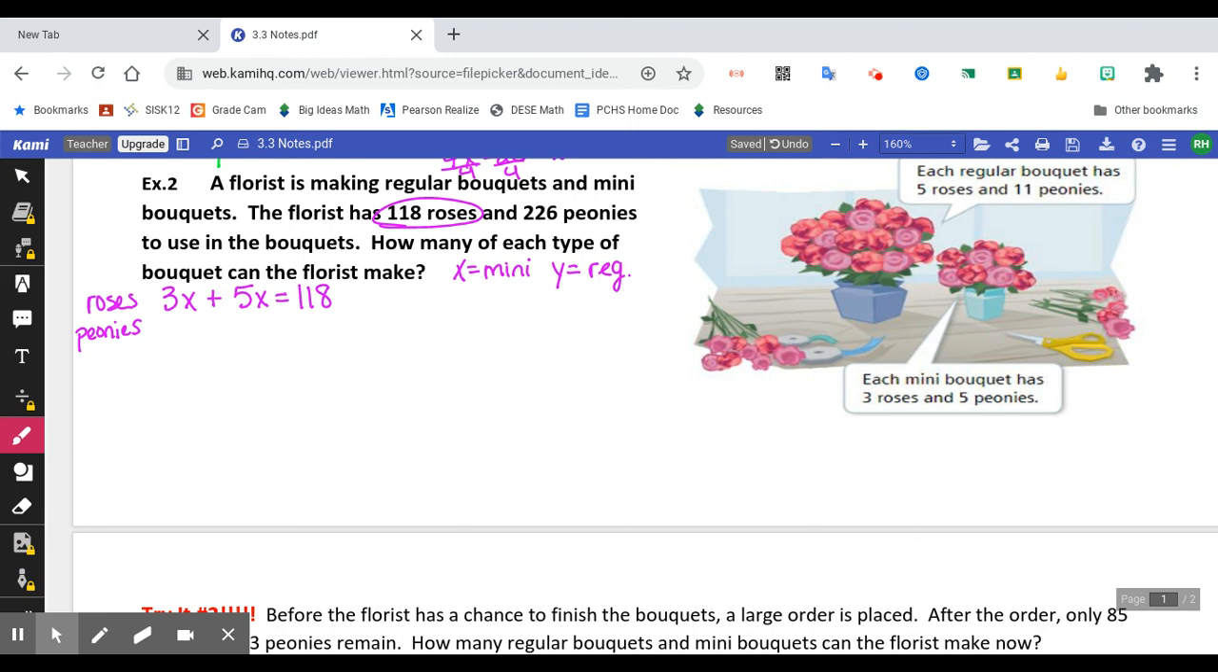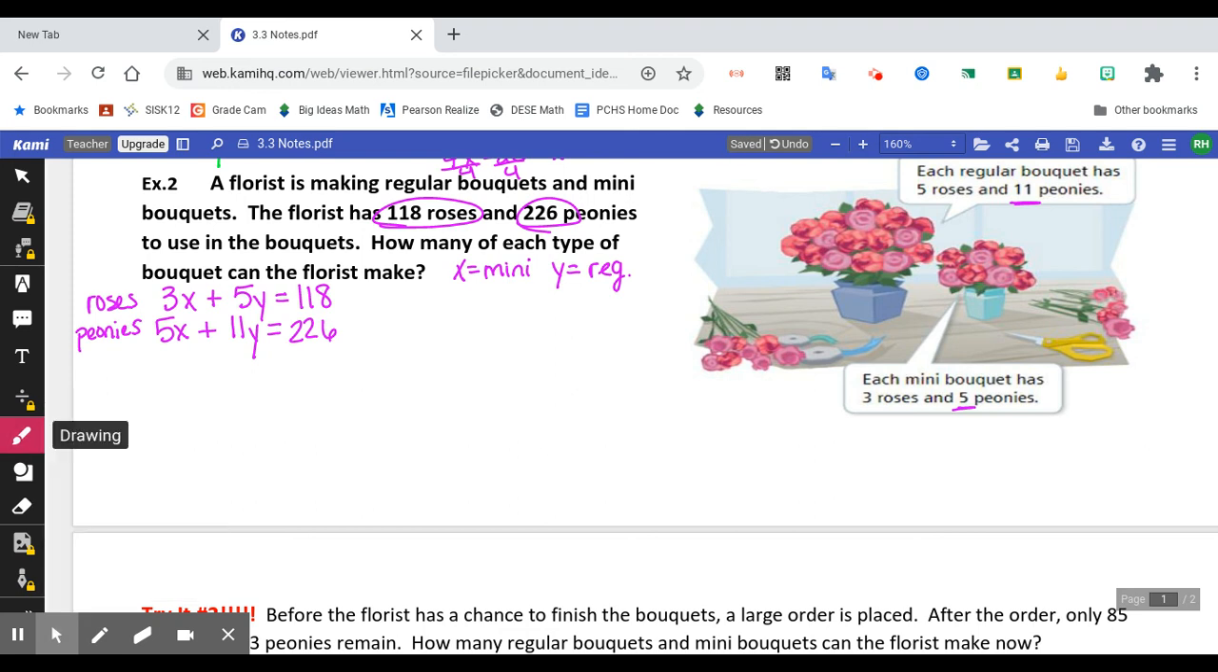Then for peonies, I have in my mini 5, so 5x, plus my regular is 11. Oh, I put x again. I'm sorry. You guys, getting late, making mistakes here. This would be a y up here. So this is y equals 226 peonies altogether.